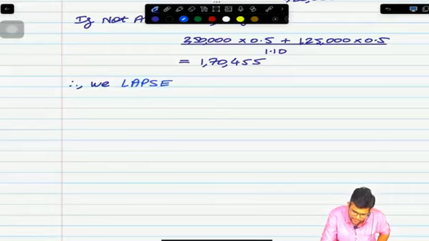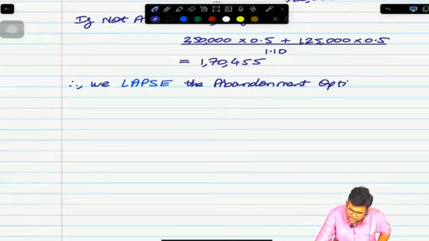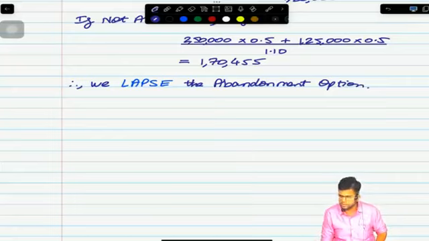Lapse. Are you all getting it? The abandonment option. Students, please give me a yes. Did you understand this? We lapse the abandonment option. All clear, 100% sure. Okay, great.